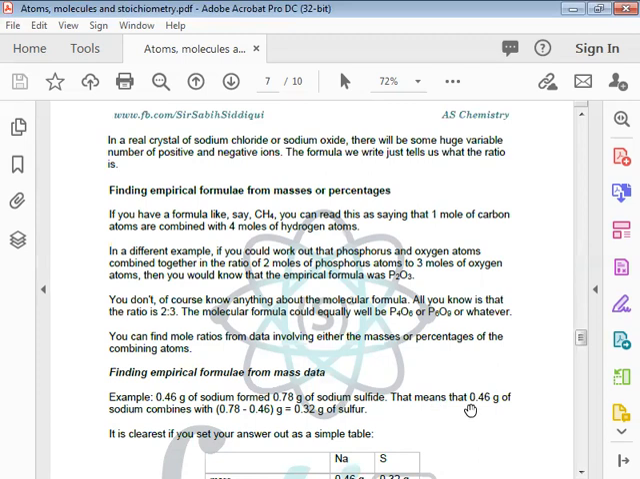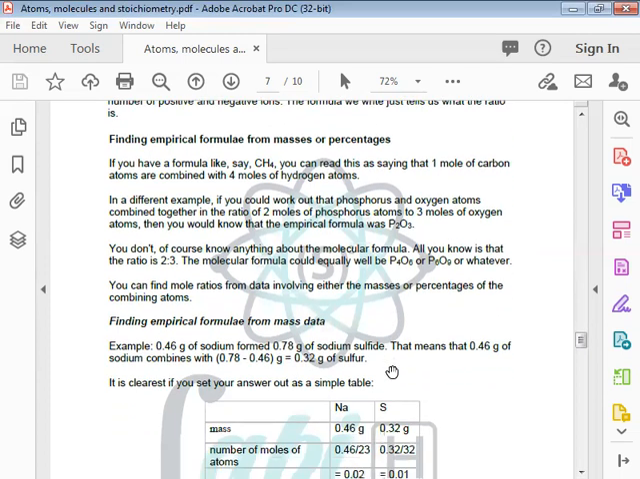That means that 0.46 gram is the sodium, and this is the total sodium sulfide. So I can subtract both of them and I'll get the mass of sulfur that was involved in the entire compound. I have both of their masses. Remember, what do I need to find? Their molar ratio. Do it along with me so that you understand.